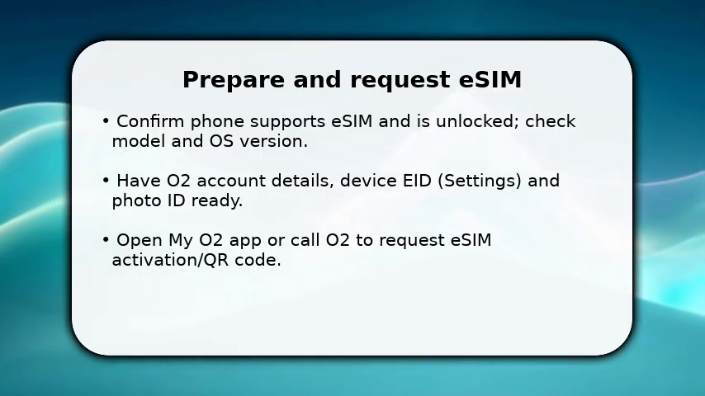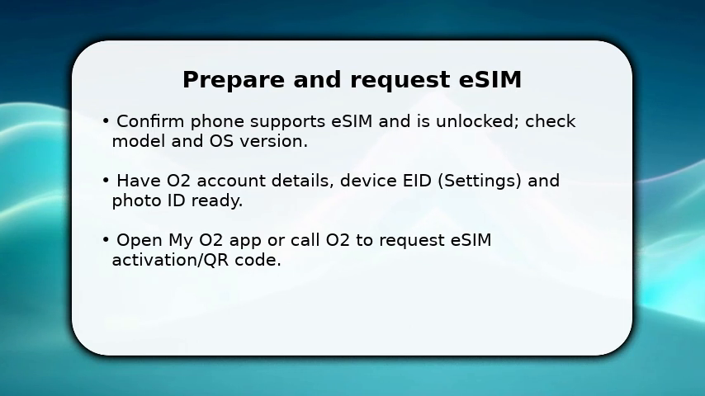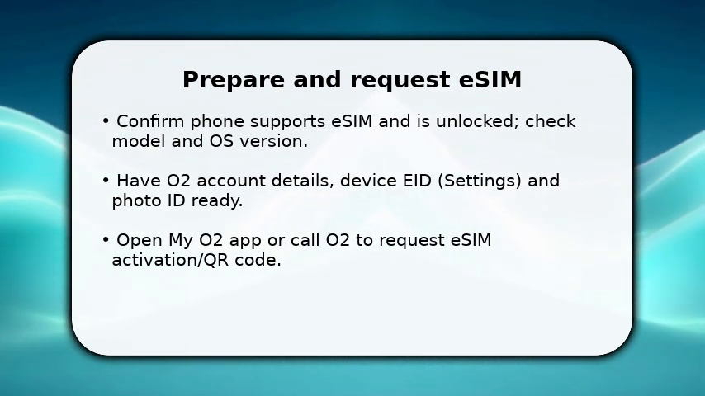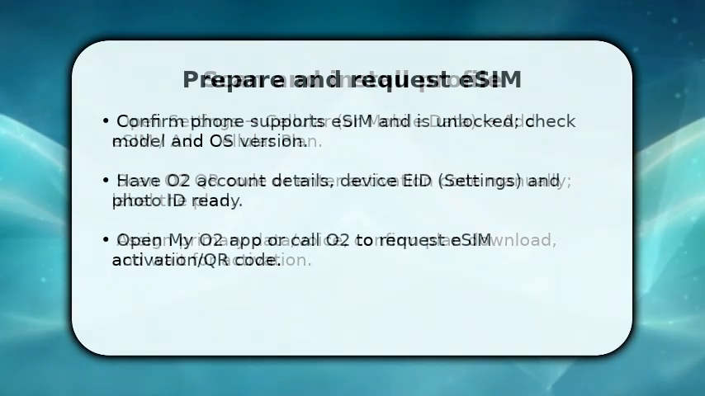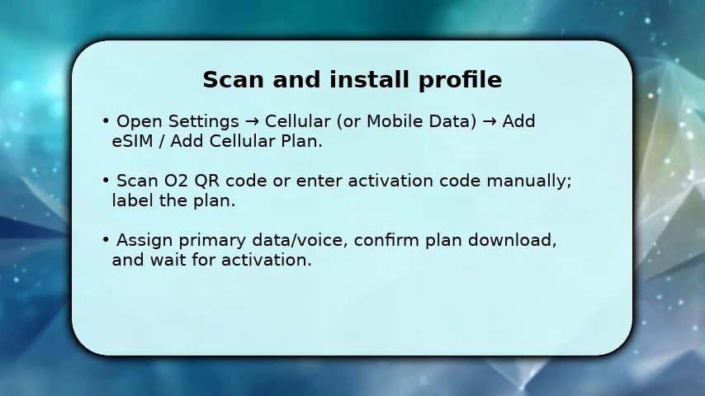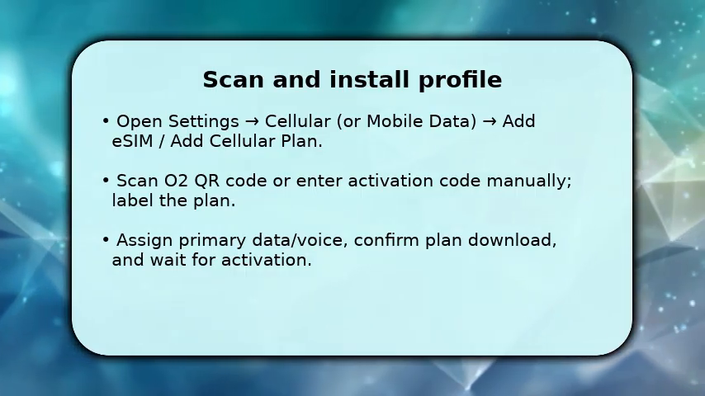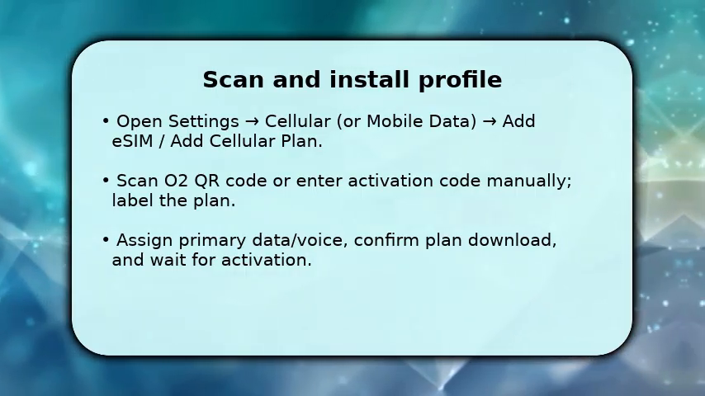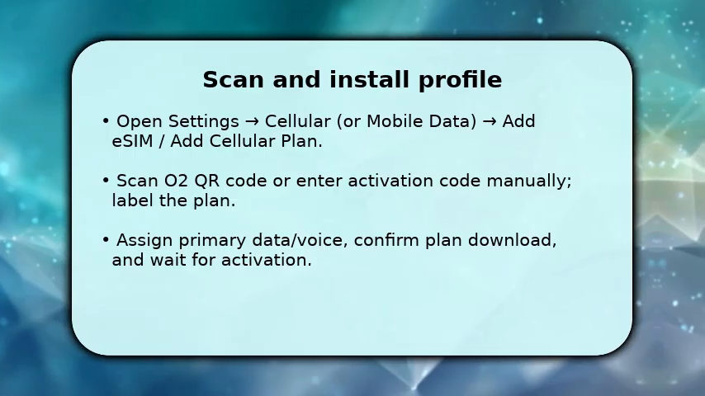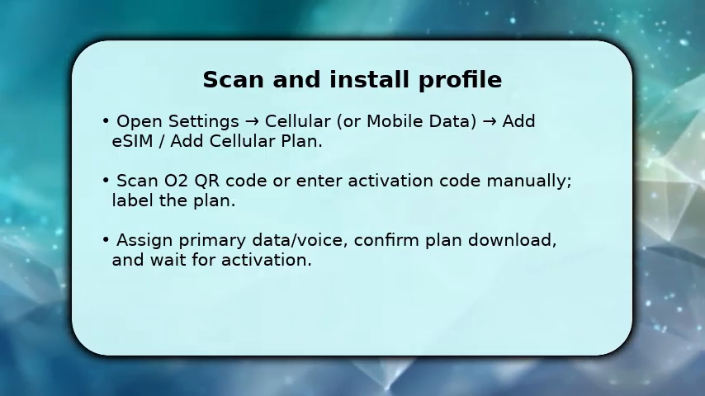They either send a QR code in the app or by email, or a one-time activation code. Keep the QR visible on another device when you proceed. Once you have the QR or code, go to Settings and choose Add Cellular Plan. On Android, it may be Add eSIM or download a SIM instead. Scan the QR with your phone camera or paste the activation code.